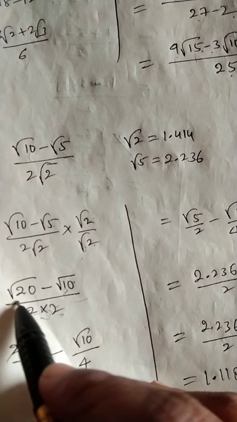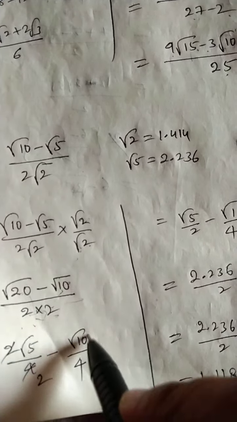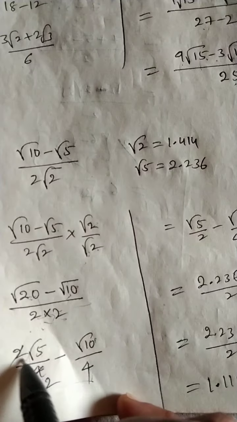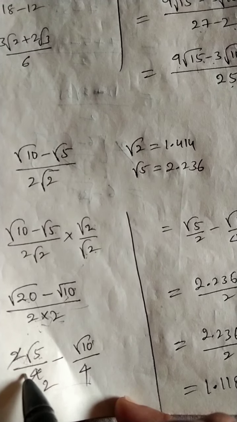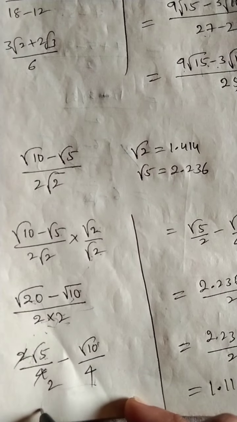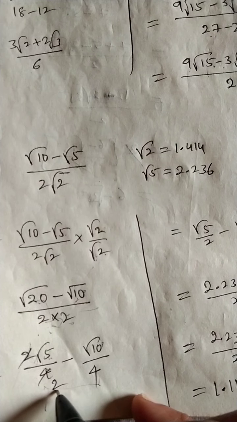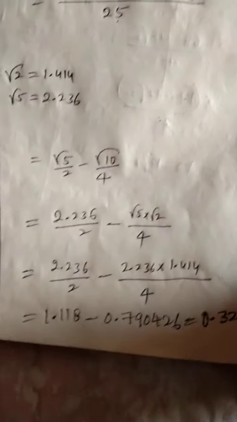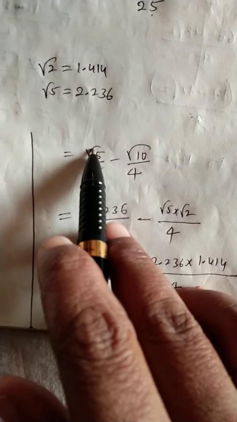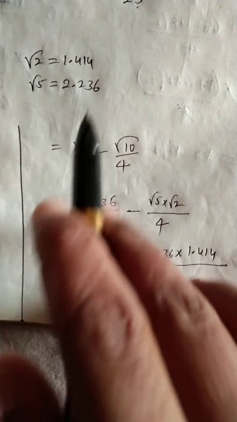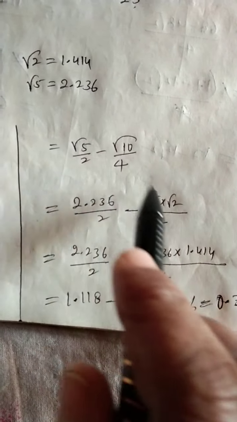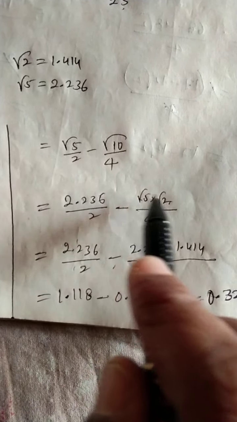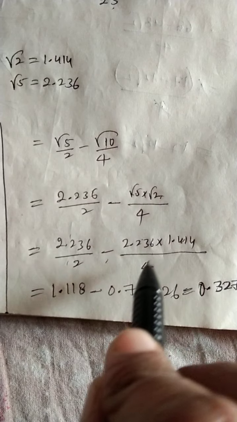Next, here individually denominator you can take: root 20 by 4 minus root 10 by 4. Okay, here we can write root 20 as 2 root 5. Okay, so 2 2 will cancel, 2 2s are 4. Okay, root 5 by 2 minus root 10 by 4 next will be. Okay, now we can substitute the root 5 value here, 2.236, and root 10 we can write as root 5 into root 2. Okay, now as it is write down, root 5 and root 2 values both you can substitute and multiply.